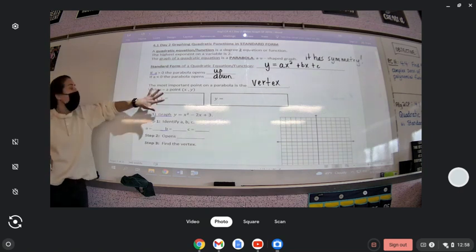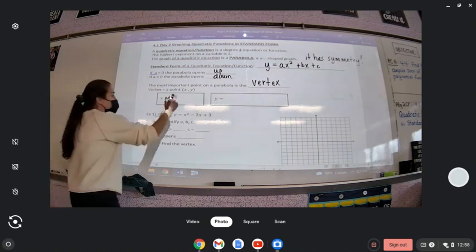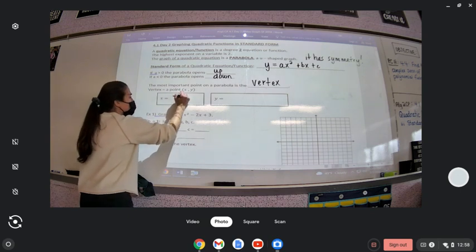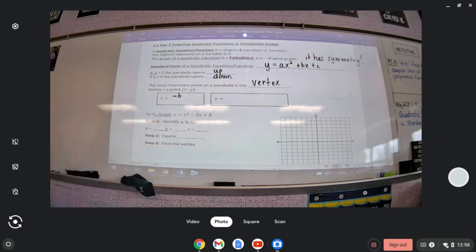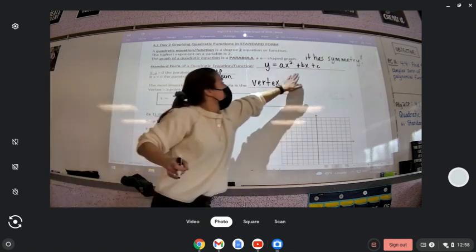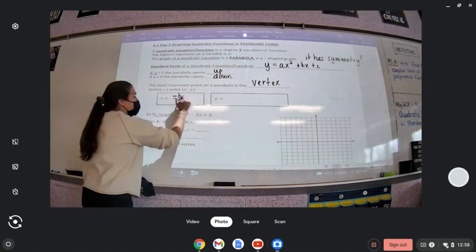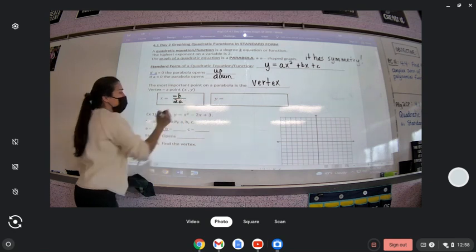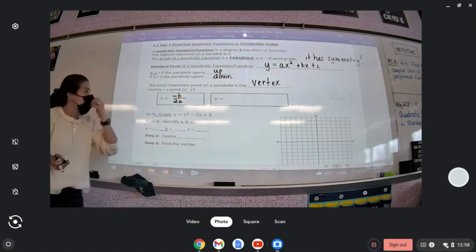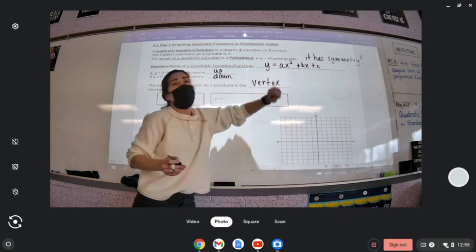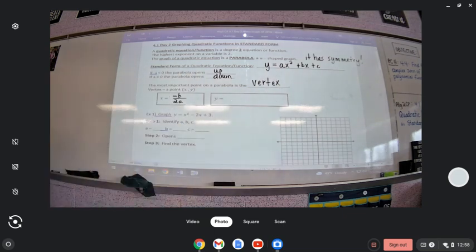The x-coordinate of your vertex will always be equal to the opposite of b. And if you're like, who's b? b is always the number in front of x. And then you're going to divide it by 2 times a. And if you're like, well, who's a? a is always the number in front of x squared, that leading coefficient that told us if it opened up or down. Go ahead, down.